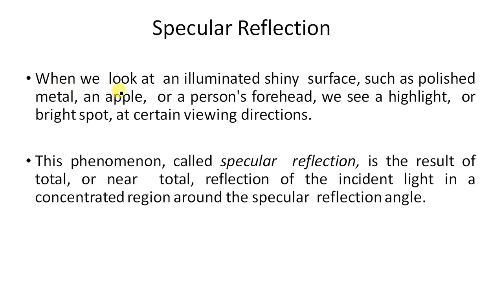When we look at illuminated shiny surfaces such as polished metal, an apple or a person's forehead, we see a highlight or bright spot at a certain viewing direction. This whole phenomenon is called specular reflection. So the phenomenon of reflection of incident light in a concentrated region around the specular reflection angle is called specular reflection.